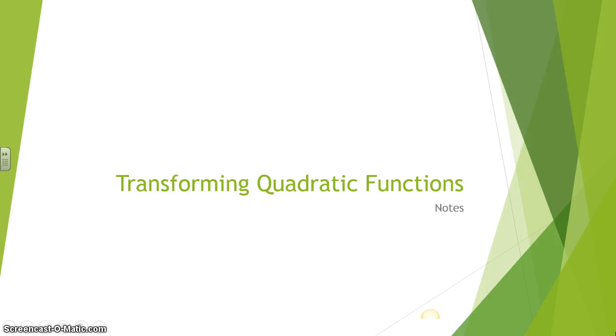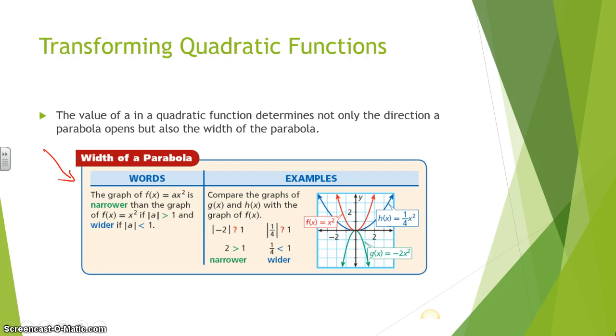Transforming quadratic functions. When transforming quadratic functions, we're going to look at how narrow or wide a parabola is. Looking at this chart, it says the value of a in a quadratic function determines not only the direction a parabola opens, but also the width of the parabola. The graph of f of x equals ax squared is going to be narrower than the graph of f of x equals x squared if the absolute value of a is greater than 1, and wider if the absolute value of a is less than 1.